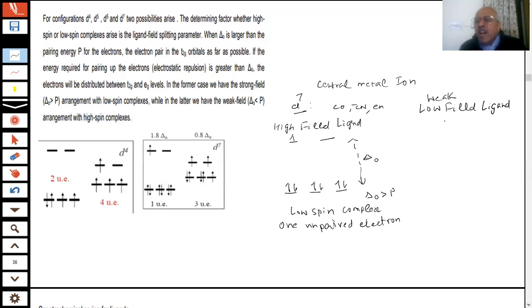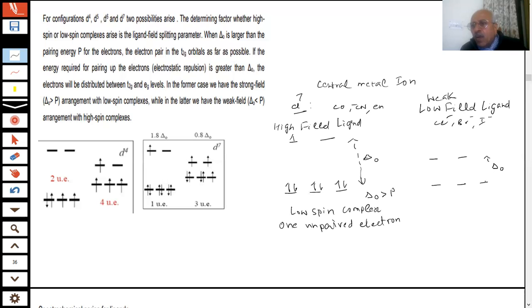What are the examples of that, student? Fast, 30 seconds. Cl minus, Br minus, I minus. Halogens all are on the lowest side. It has been given. What happens now, student? 1, 2, 3. Okay? And you are saying now this energy gap is less, student.